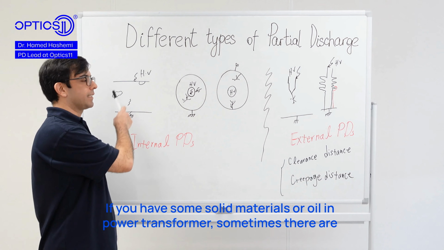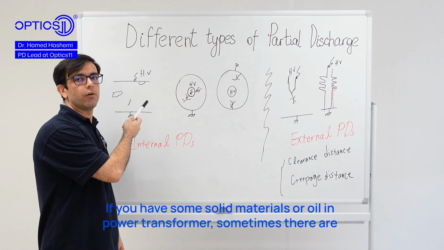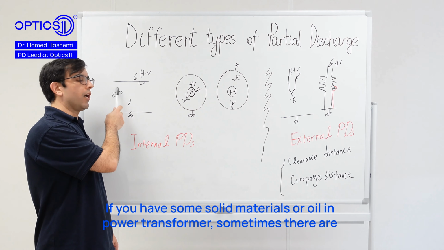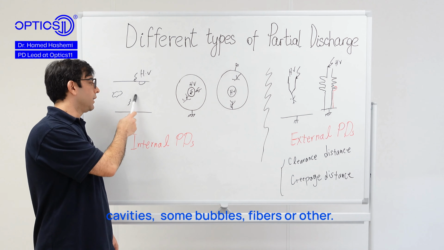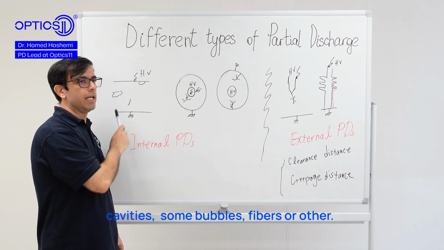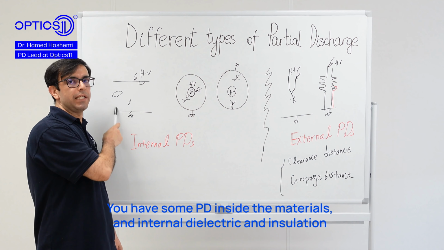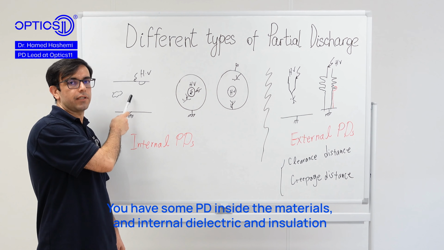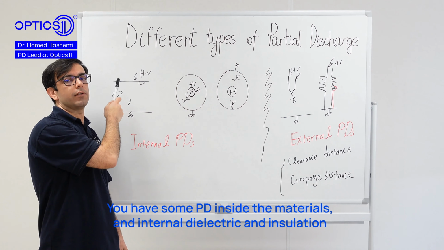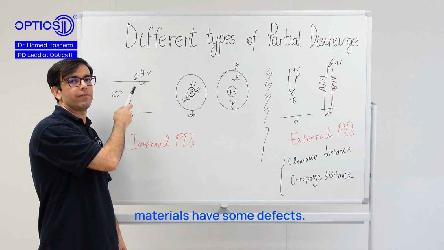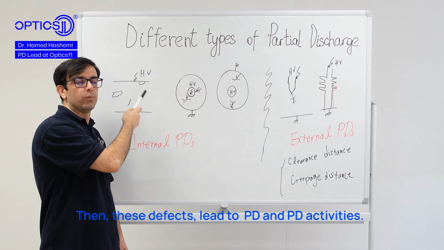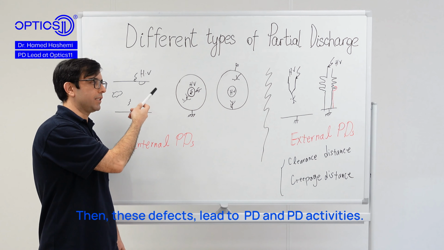If you have some solid materials or oil in a power transformer, sometimes there are cavities, some bubbles, fibers or others, and you have some PD inside the materials. The internal dielectric and insulation materials have some defects, and these defects lead to PD and PD activities.